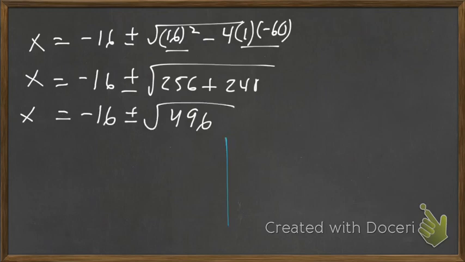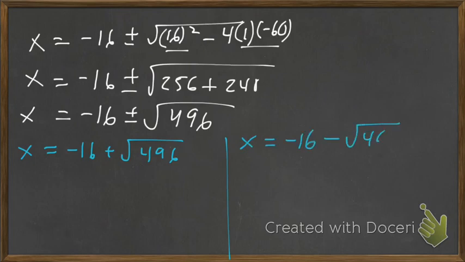Now at this point we can separate this into 2. X is equal to negative 16 plus root 496. And x is equal to negative 16 subtract root 496. So what is the root of 496? Let me just work that out now. 22.3, we'll say. It's equal to negative 16 plus 22.3. X is equal to negative 16 subtract 22.3.